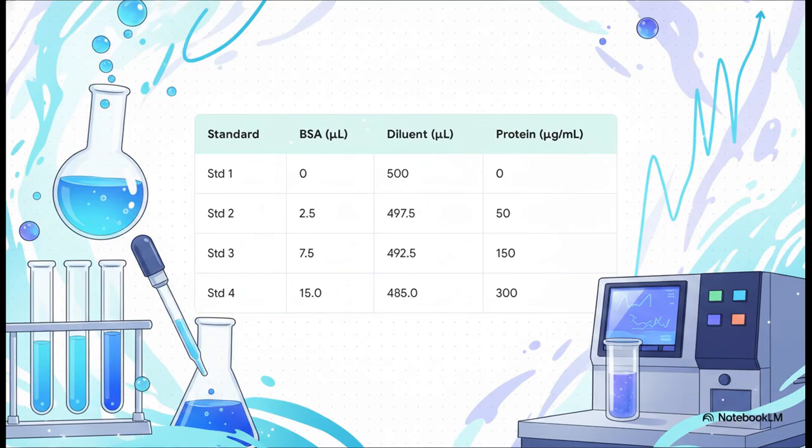Now, before we even think about testing our unknown sample, we absolutely have to create a baseline, right? Like a ruler to measure our results against. We do this by building a standard curve. We take our known BSA stock and just super carefully dilute it with buffer to create a series of standards. Standard 1 is our blank, 0 protein, purely just buffer. Then we incrementally ramp up the protein concentration all the way to 300 micrograms per milliliter. The key here is we'll run the assay on these known standards at the exact same time as our unknown sample.